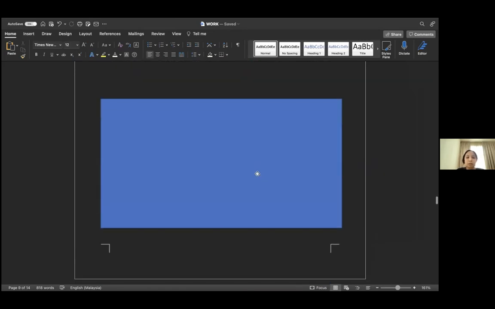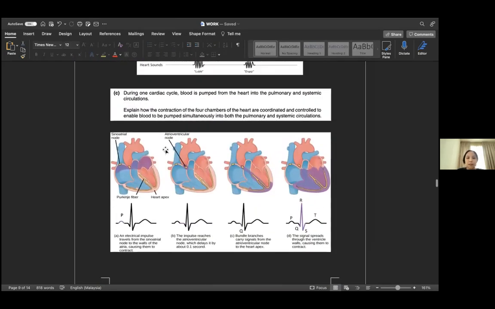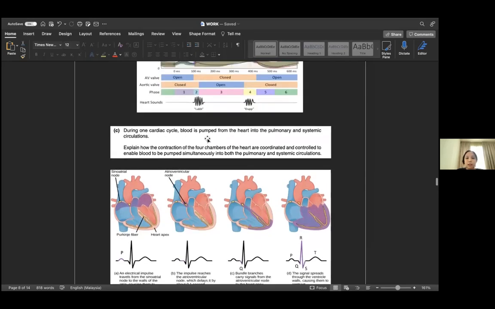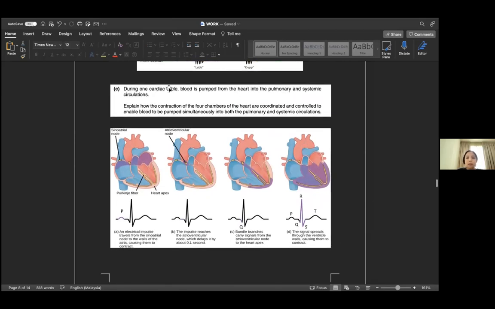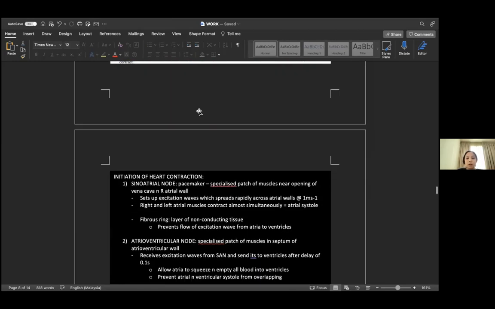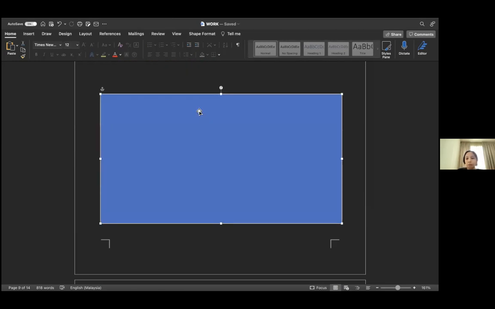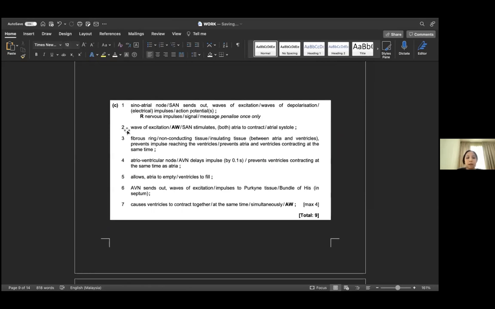So the question was asking: during one cardiac cycle, blood is pumped from the heart into pulmonary and systemic circulation. Explain how the contraction of the 4 chambers of the heart are coordinated and controlled to enable blood to be pumped simultaneously into both the pulmonary and systemic circulation. So this is just talking about initiation of heart contraction. So I'll go through it.